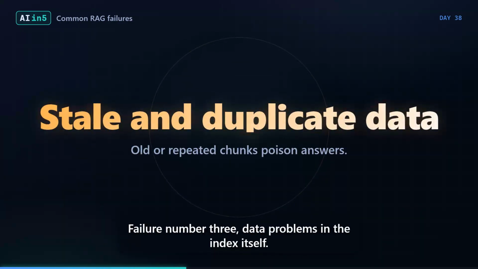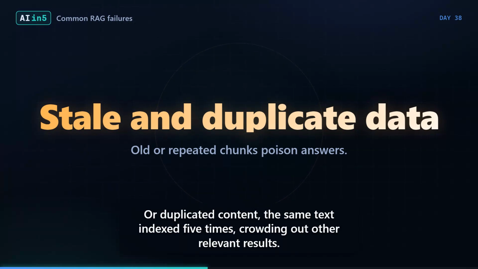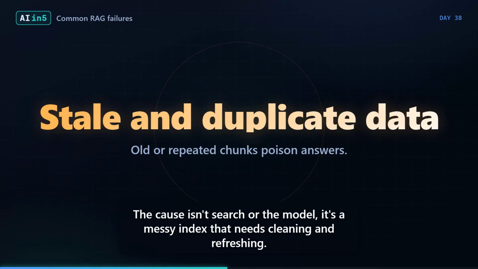Failure number 3, data problems in the index itself. Stale chunks from an old version of a document still hanging around, so the system confidently serves outdated info. Or duplicated content, the same text indexed 5 times, crowding out other relevant results. The symptom is answers that are outdated or weirdly repetitive. The cause isn't search or the model. It's a messy index that needs cleaning and refreshing.